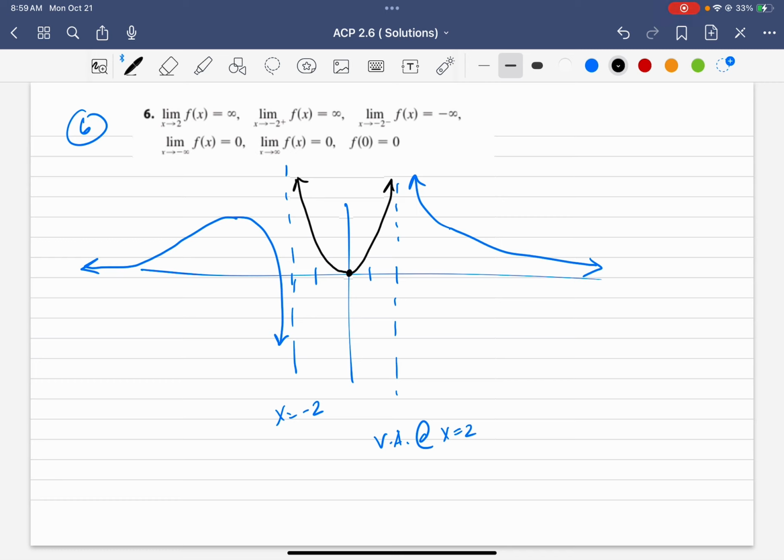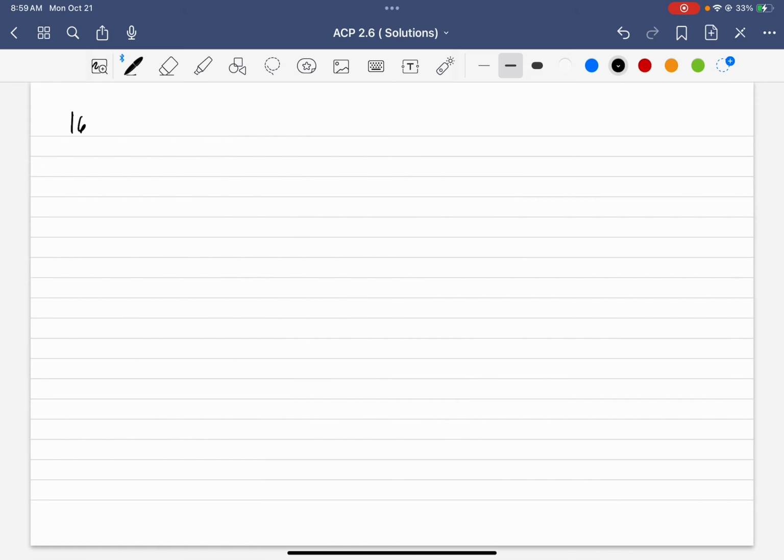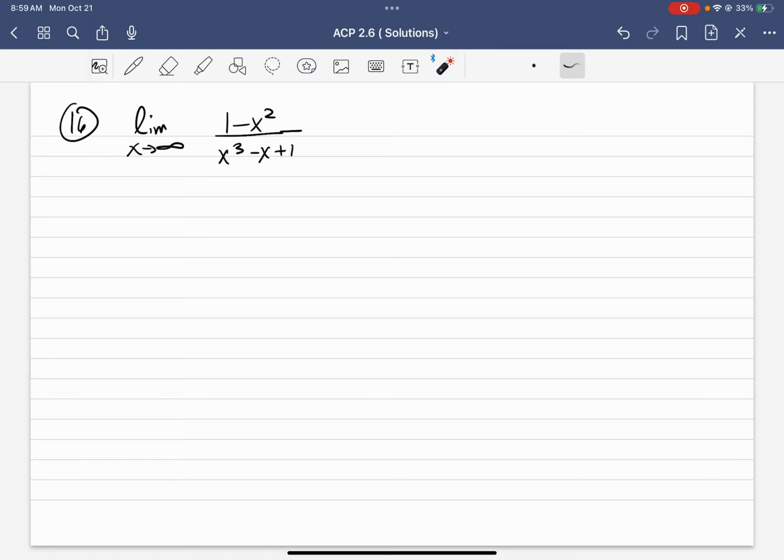For 16, we either find the limit or show that it does not exist. So for number 16, if I'm taking the limit as x goes out to infinity, I'm saying in the long run, does this function settle down? Well, in the long run, it's really a race to get big. As x gets really big, as it grows without bound, who gets bigger faster, the top or the bottom?